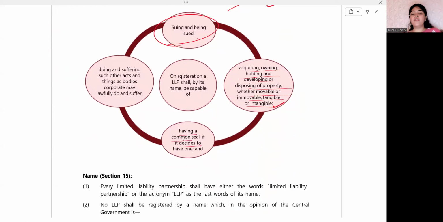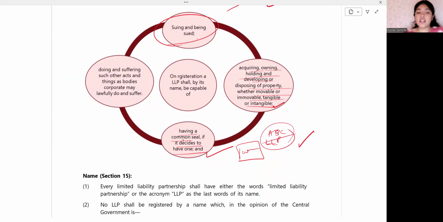Having a common seal, if it decides to have one. If they want that there should be a common seal for the LLP, ABC LLP, they can file it with the registrar of companies, registrar of firms, and say that we need a specific common seal for our business. Doing and suffering such other acts and things as bodies corporate may lawfully do and suffer. So if any requirements are there for the body corporate, LLP also has to follow the same. And if LLP has to suffer anything or needs anything lawfully to be done, it is going to do it the same way as the body corporates do it.